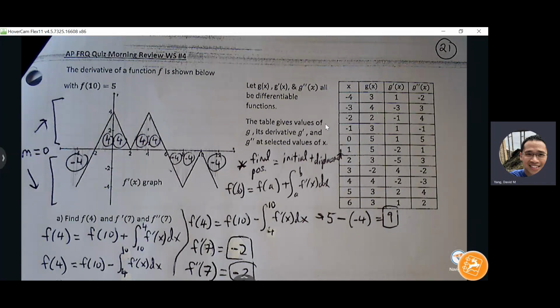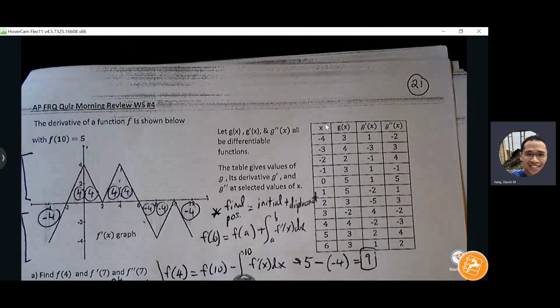Brandon, that's the handout for today's class. So I'm going over the morning review from the previous packet.